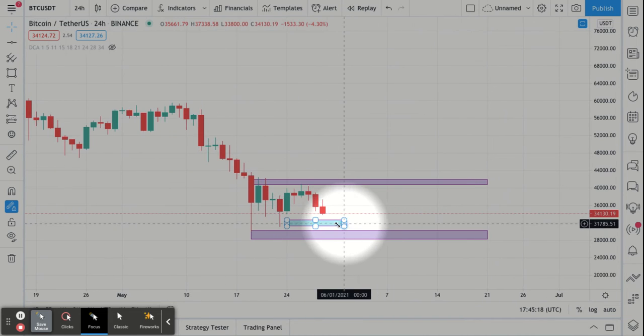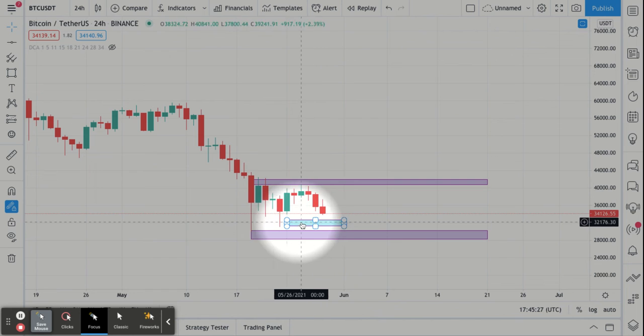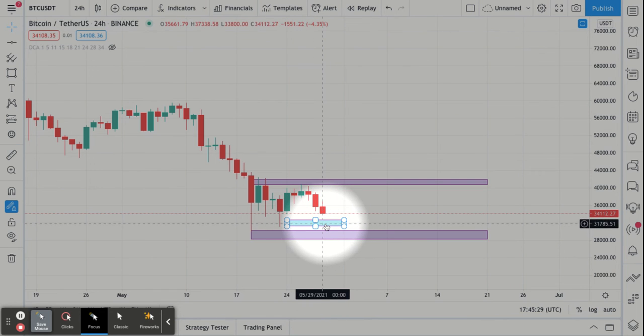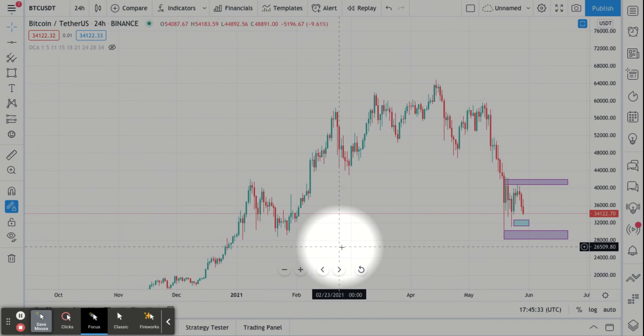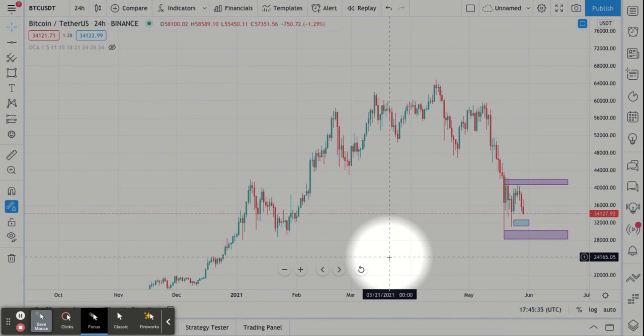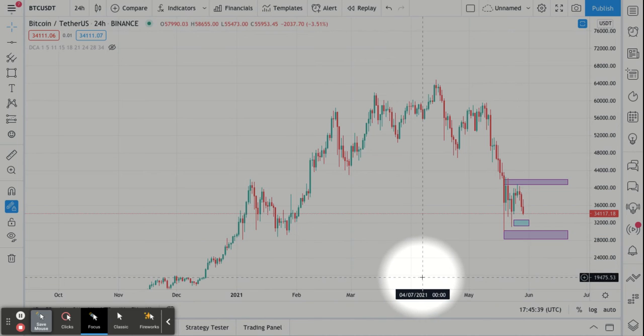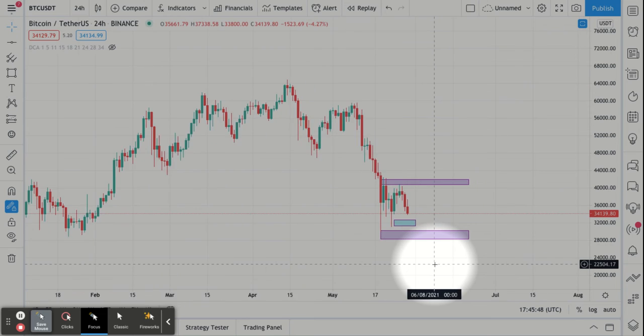But that's my thoughts behind this. I'm thinking this blue box is going to be an important area of either support, or it's going to go straight through that, and then that's going to end up being a new resistance area. And if that's the case, then I believe that we probably are going to be looking at the 24 to potentially down to 19,000, somewhere around there.